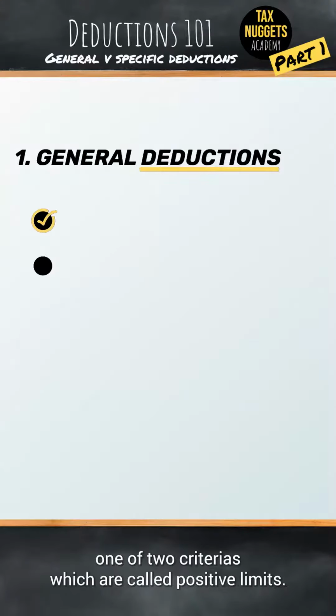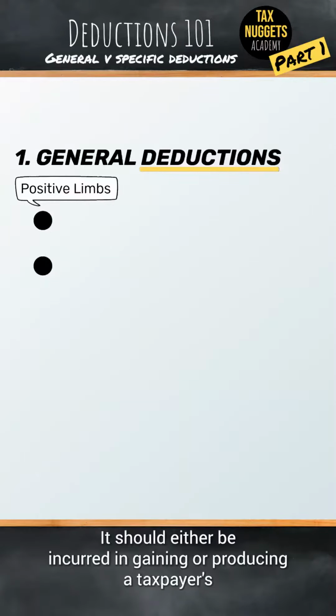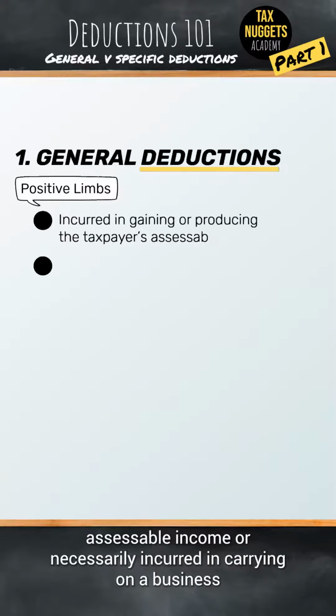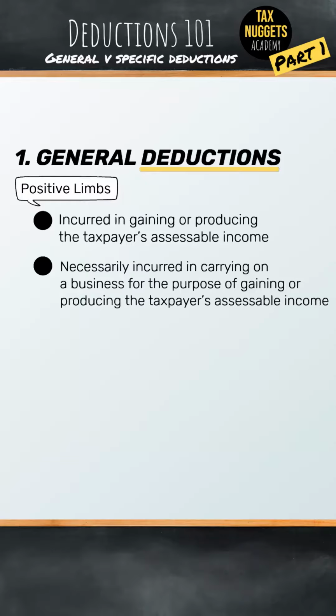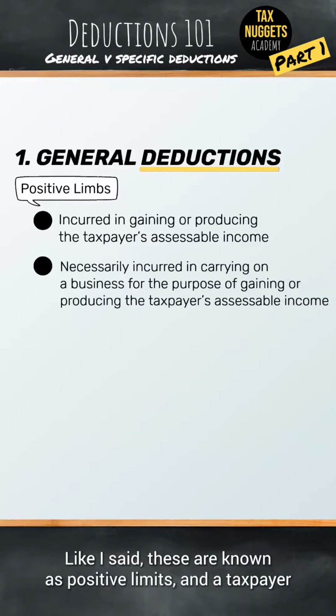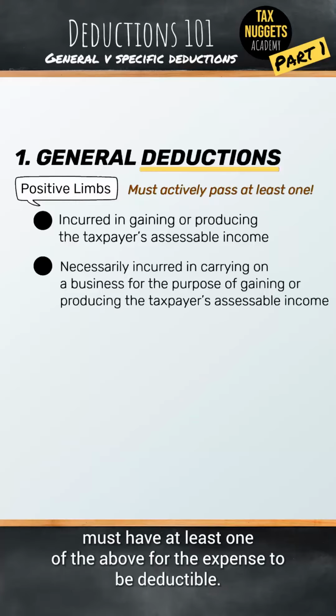So it must meet one of two criteria, which are called the positive limbs. It should either be incurred in gaining or producing a taxpayer's assessable income, or necessarily incurred in carrying on a business for the purpose of gaining or producing assessable income. Like I said, these are known as positive limbs, and a taxpayer must pass at least one of the above for the expense to be deductible.